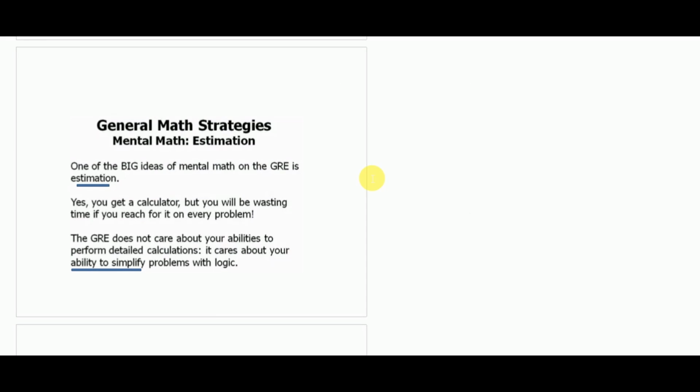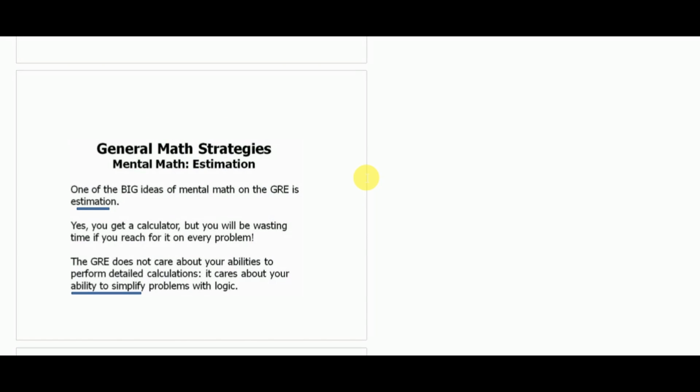So let's talk about estimation. Remember that not every number can be estimated, but normally when the people at ETS make questions for mathematics, they give you numbers, in most cases at least, that are easy to estimate. One of the big ideas of mental math on the GRE is estimation. You can use a calculator, but as I've said before, it would be a waste of your precious time if you reach for it every now and then. The GRE does not care about your ability to perform detailed calculation. Keep this in mind. It cares about your ability to simplify.